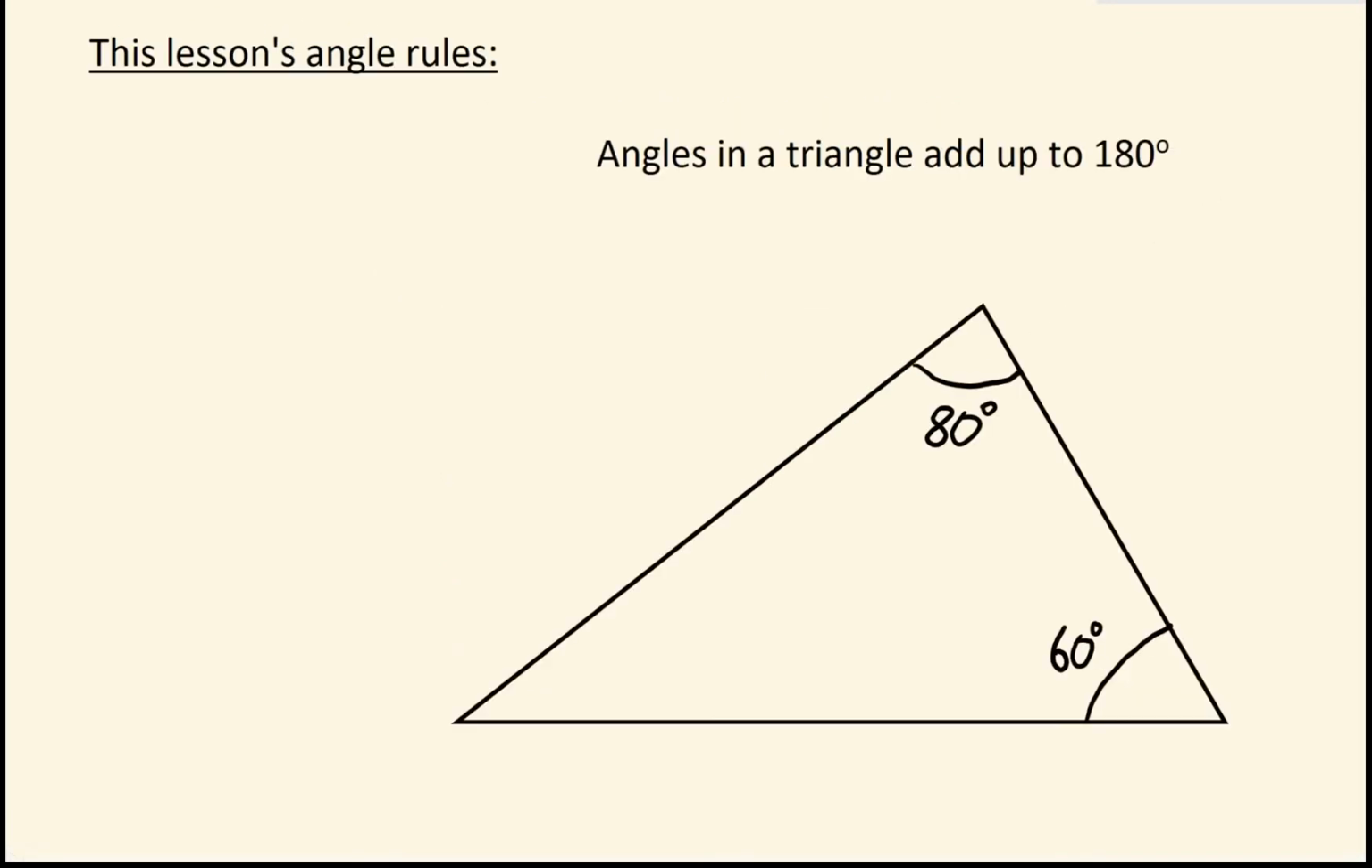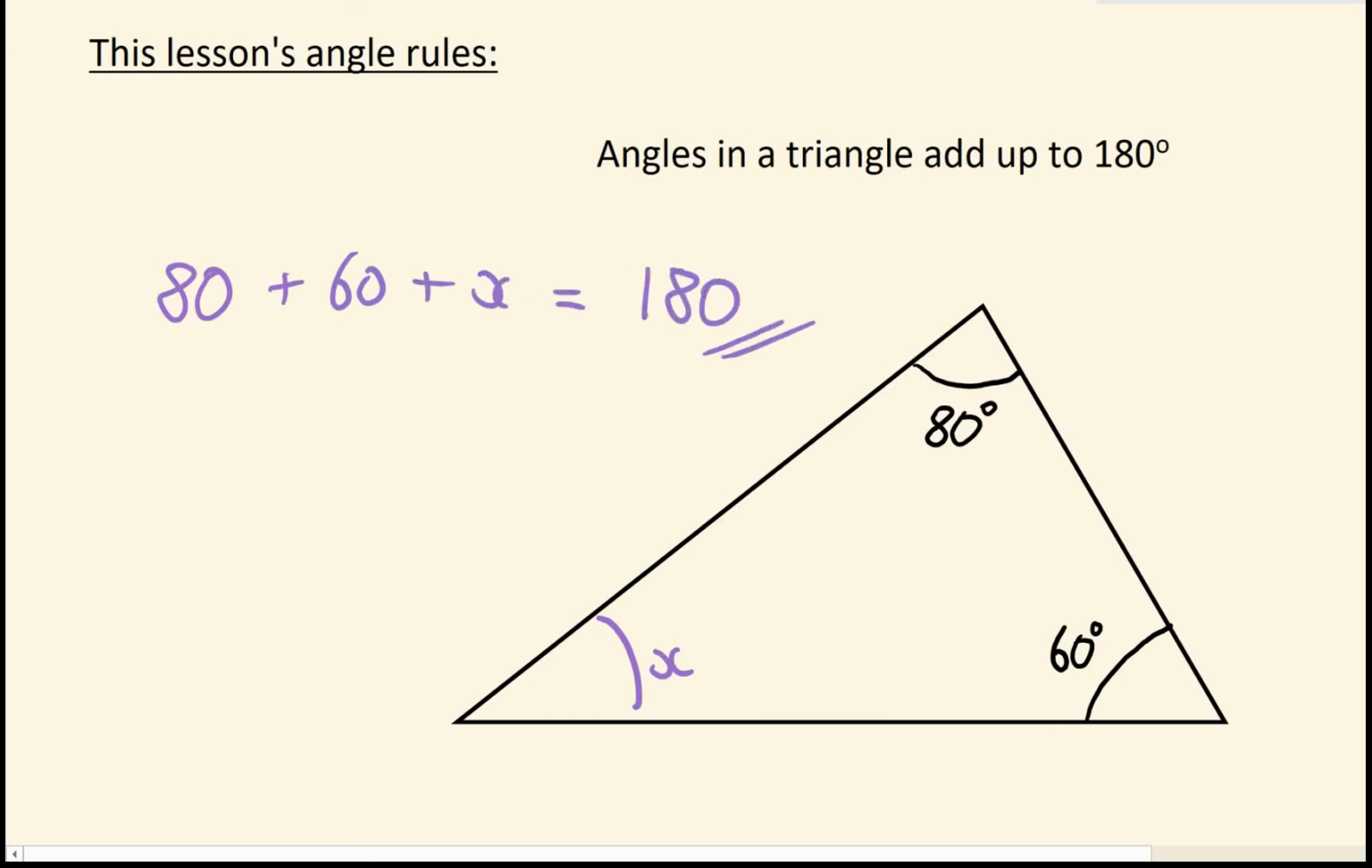Next rule is with the triangle. Angles in a triangle add up to 180 degrees. So here you want to find this missing angle, and we know if I add together all these three angles, 80 plus 60 plus x, that has to equal 180. And it'll always equal 180 no matter what shaped triangle you have. So the best way to work this out is to add together the angles we have: 80 plus 60 gives us 140, and then we take that away from 180. So x will be 180 minus 140, which means x is 40 degrees.